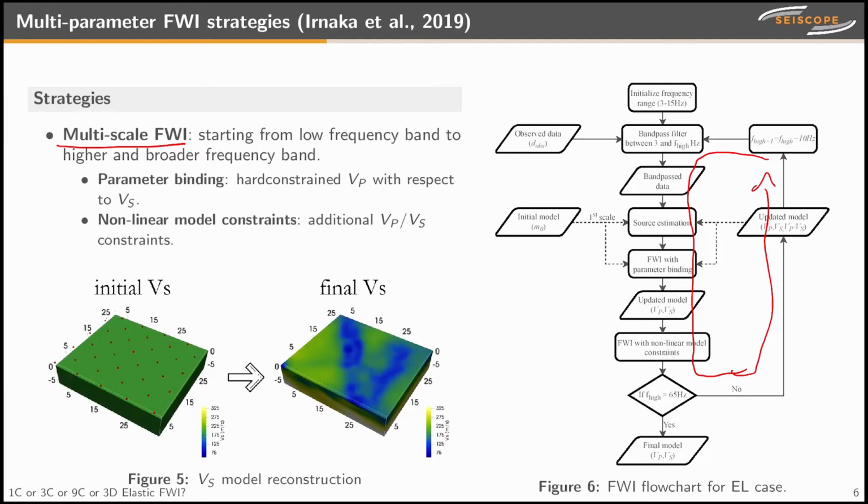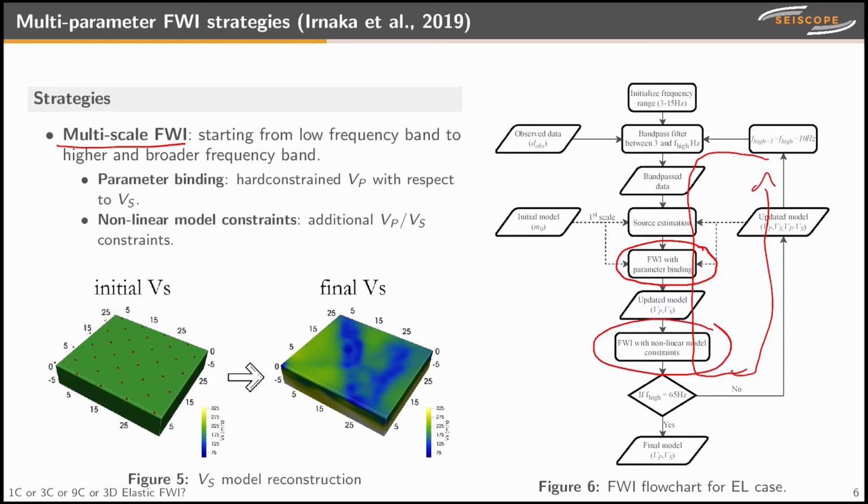The first is a parameter binding FWI. You can see the parameter binding FWI here. The idea of this parameter binding FWI is a hard constraint of VP with respect to VS. The second FWI is a nonlinear model constraint. In this nonlinear model constraint, we update both VP and VS. So it's a true multi-parameter inversion where the update of VP and VS can be done independently. But we impose an additional constraint of the VP over VS ratio, so it won't go beyond a physically reasonable limit.